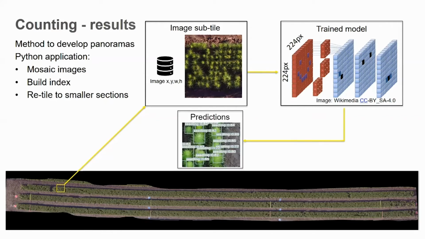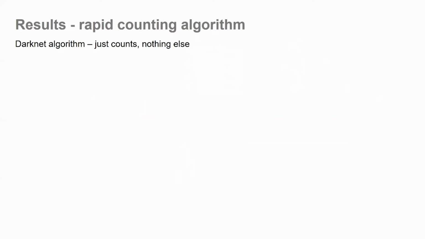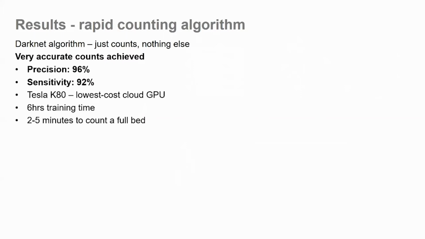The predictions we get back can be recombined with the information on the tile's original position to transfer the location of these individual seedlings back to their source within the overall panorama. The darknet model that we trained just to rapidly detect seedlings produced excellent results. The precision of the model was 96% and the sensitivity was 92%.